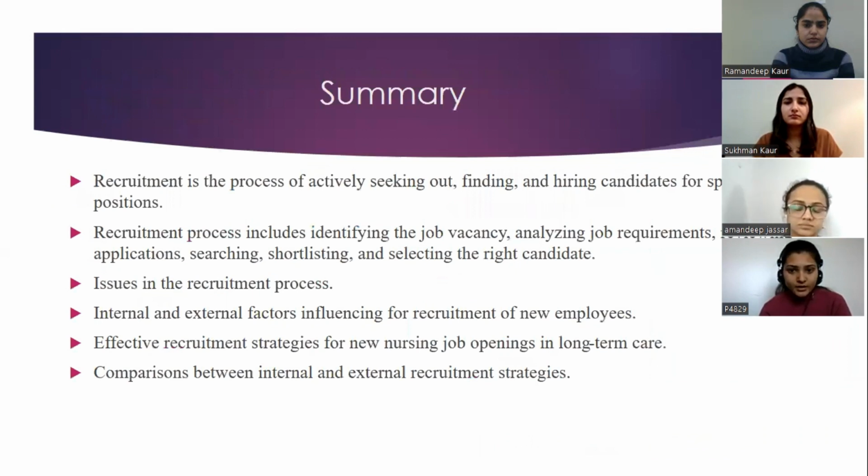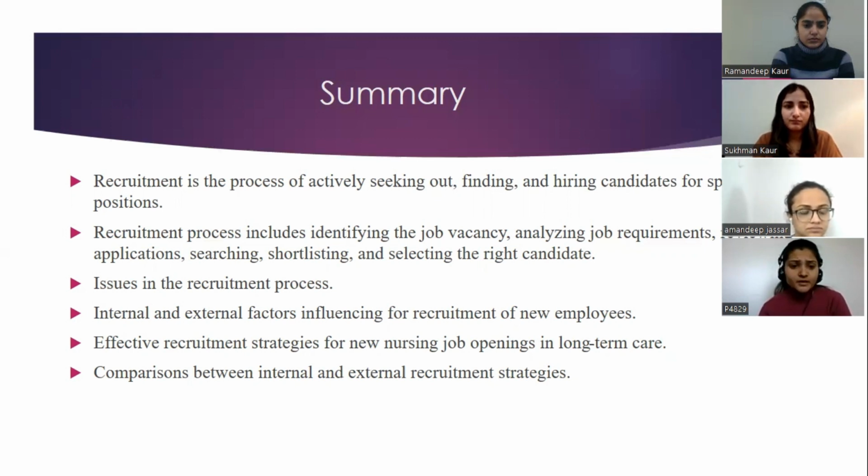Next is the summary. I will recap the overall topic. As we discussed, recruitment is the process of actively seeking out, finding, and hiring candidates for a specific job position. This process includes identifying job vacancies, analyzing job requirements, reviewing applicants, searching, shortlisting, and selecting the right candidates. Next, we discussed the issues in the recruitment process that employers face while recruiting new staff. Next, we discussed the internal and external factors that influence the recruitment process, which include budget constraints, changes in law, policies, and technology, and competition.